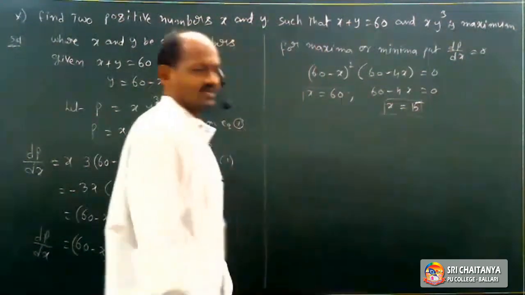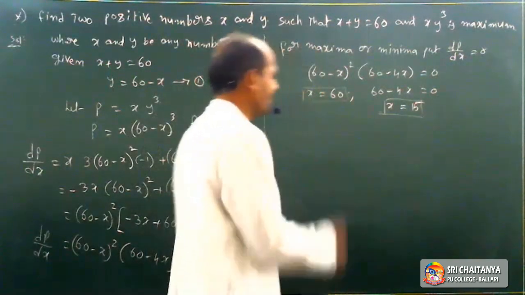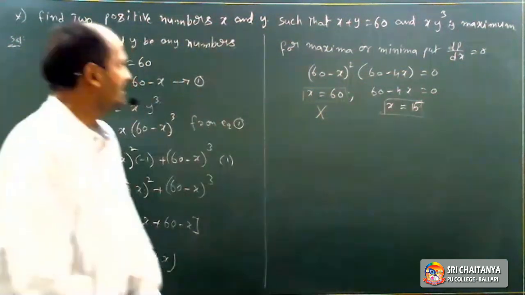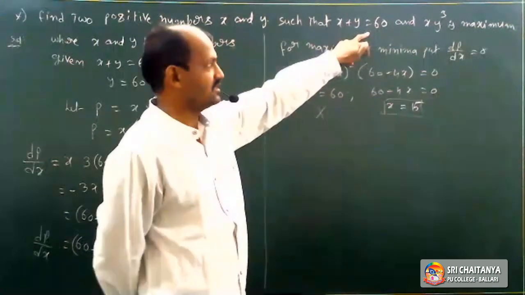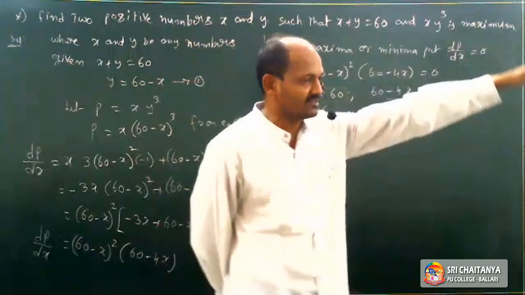15. X is equal to 60. X is equal to 15. But here x is equal to 60 is not possible. Why? Because the sum is 60, and x into y power 3 is a product, which is a maximum.